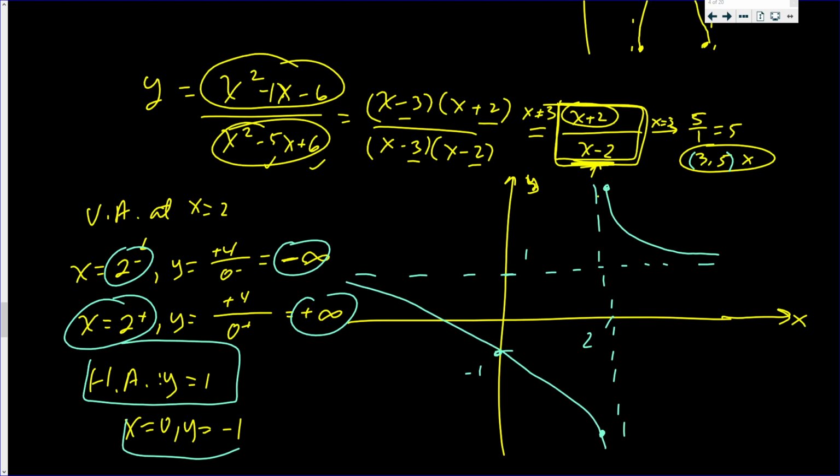The only exception is when x is 3, even though my scale doesn't show it, that's going to be 5. We need to remove that point. And there's your graph. Do tons of these. They're not bad. Okay, that completes this video. Thank you.